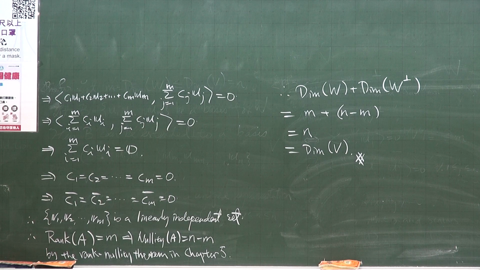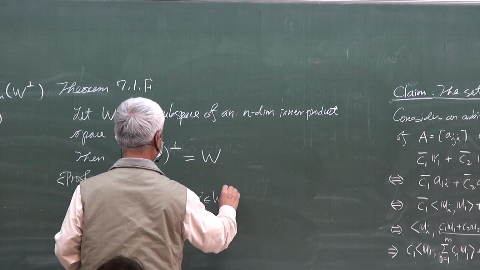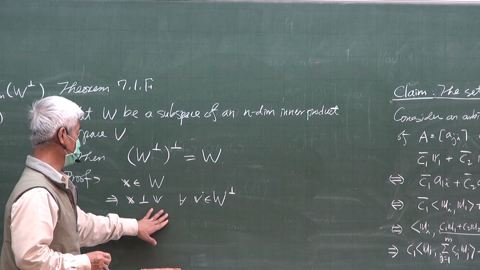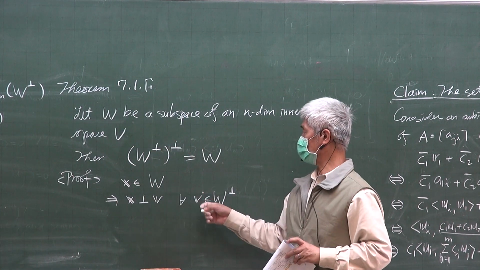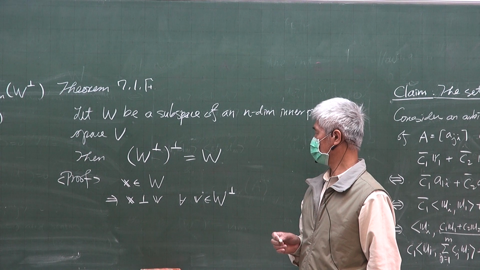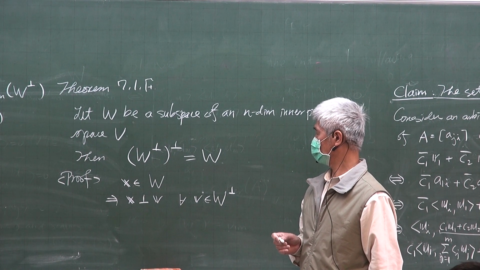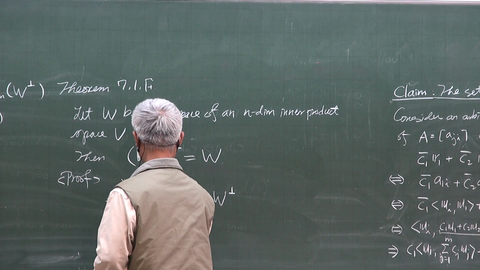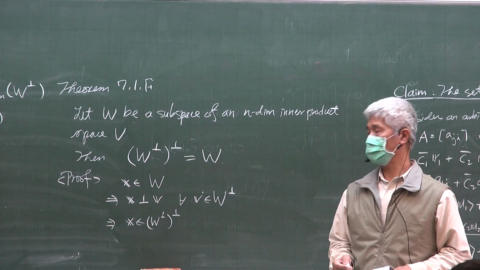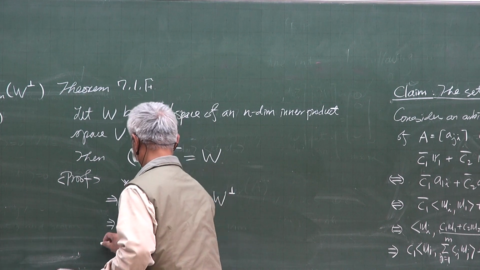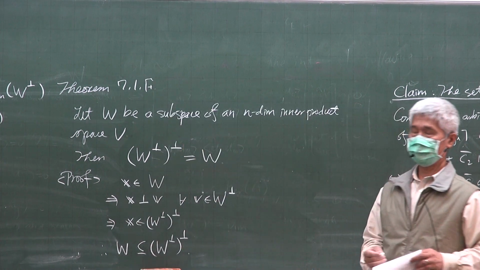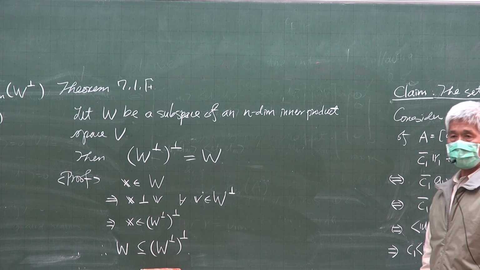So in the orthogonal complement, right? So this is the definition, because every element in W is orthogonal to every element in the orthogonal complement. And so X is in W perp perp. Alright? So we have W contained in here. Any questions?